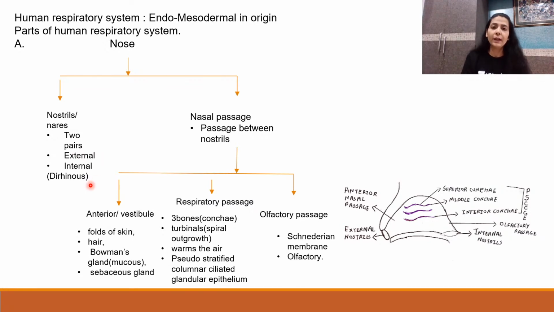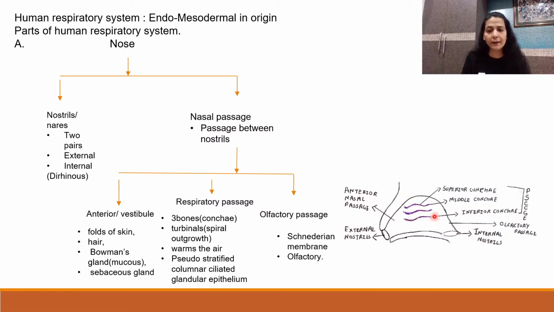All right, now these two sides are also separated with the help of a septum. Nasal septum separates the two nostrils. In between the two nostrils, external and internal, there is this passage. This passage is known as nasal passage. Some books also refer to it as nasal cavity. That's one and the same.